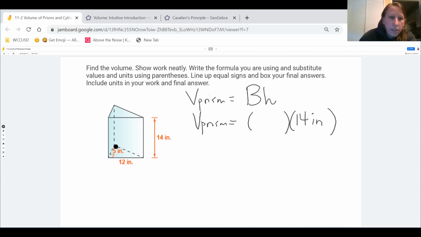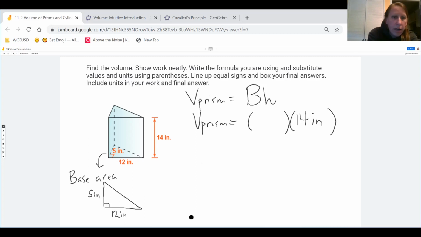And I'm going to do this one a little differently. I'm going to figure out the base area over here, off to the side. You can do it within the same formula, but sometimes it's easier to think about it off to the side. Okay, so what is the base of this prism? The base is a right triangle, and the right triangle has a little height of 5 inches and a little base of 12 inches.